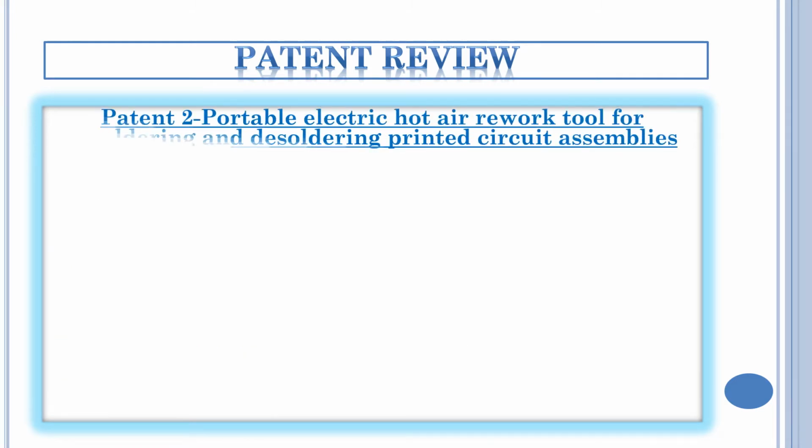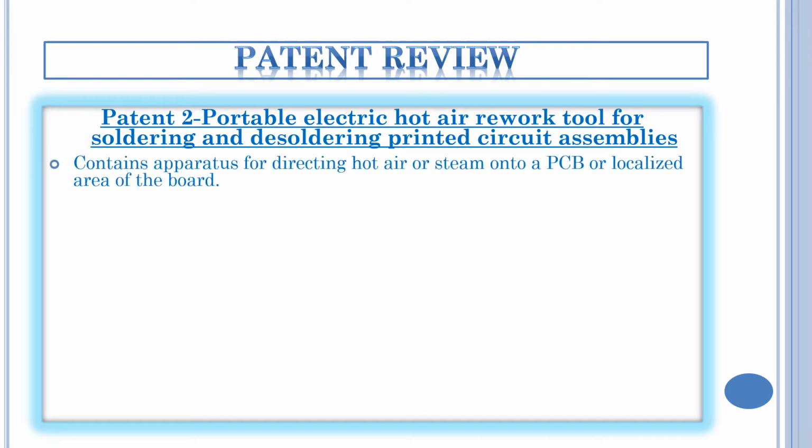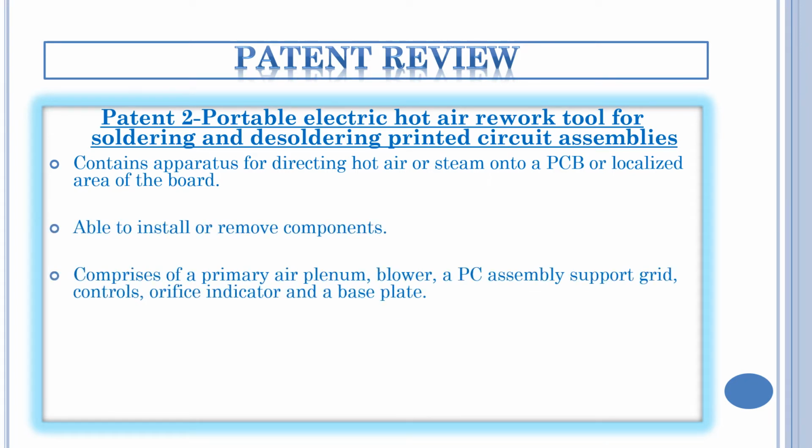The second patent is a portable electric hot air rework tool for soldering and desoldering printed circuit assemblies. This tool directs hot air or steam onto a component or a localized area with soldered material. Components include an air plenum, which contains the heater and turbulators for creating turbulent heated air, a blower, a PC assembly support grid, controls, orifice indicator, and a base plate.